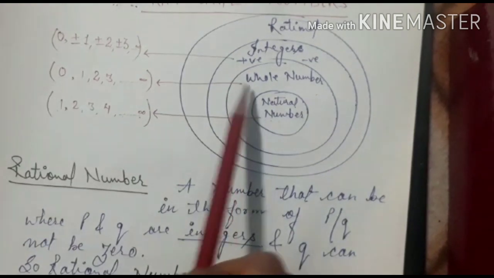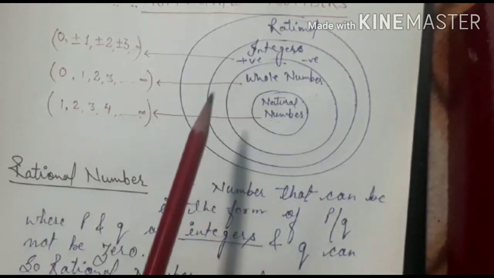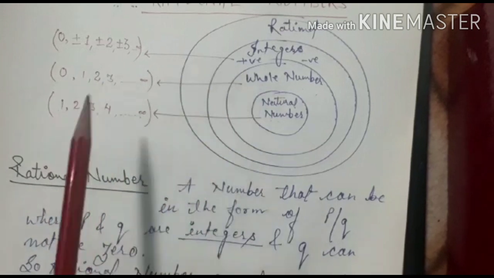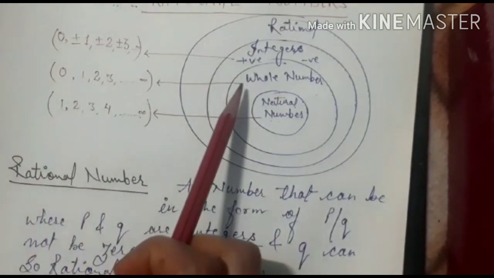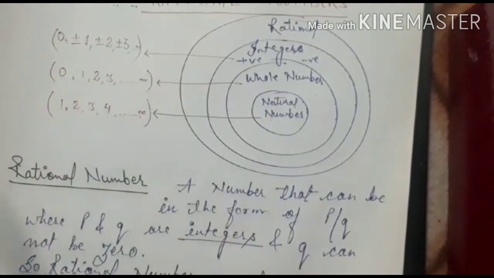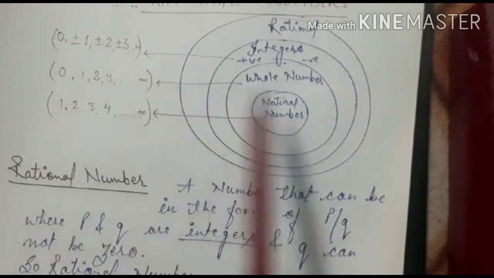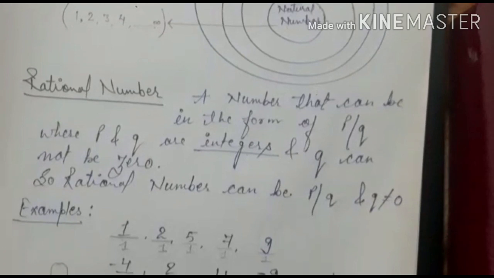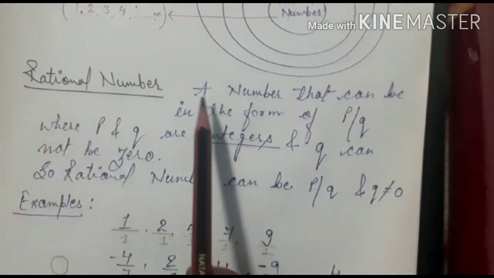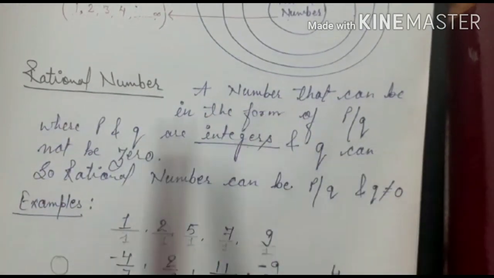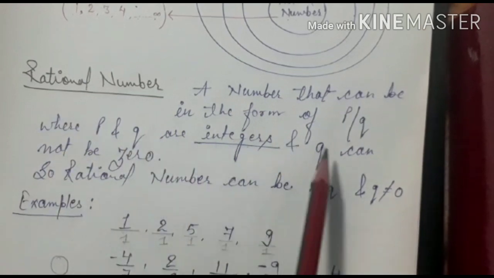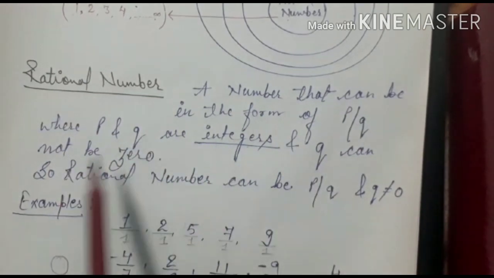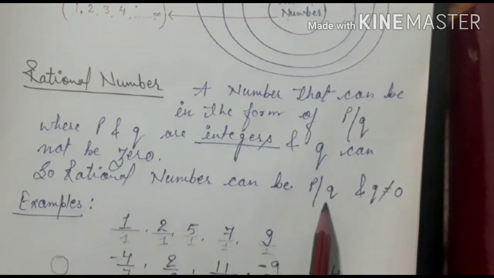Then what is a whole number? All the natural numbers including 0 are known as whole numbers. Then integers: all the whole numbers with their positive and negative signs are known as integers, and the collection of all these is the rational numbers. So what is the definition of a rational number? A rational number is a number that can be in the form p upon q, where p and q are integers and q cannot be 0.